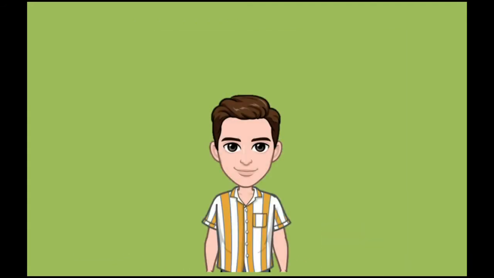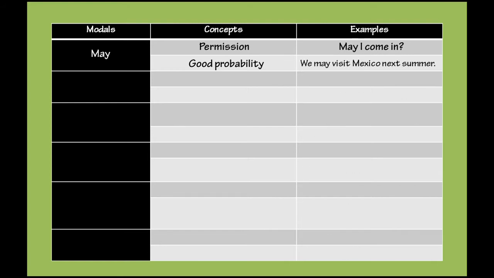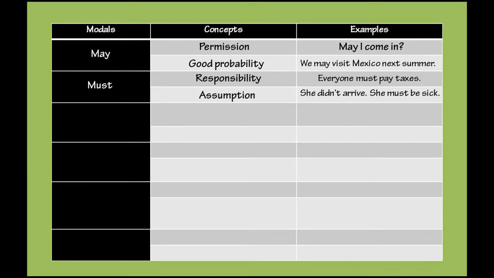Second, we have the double concept modals, and they have two meanings or usages. The modals under this type are the following. May. Permission. May I come in? Good probability. We may visit Mexico next summer. Must. Responsibility. Everyone must pay taxes. Assumption. She didn't arrive. She must be sick.